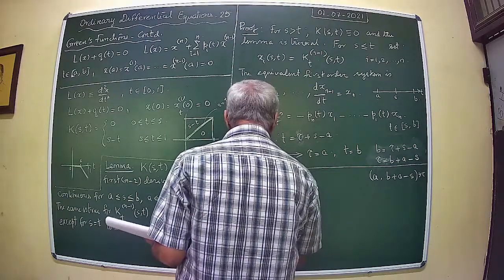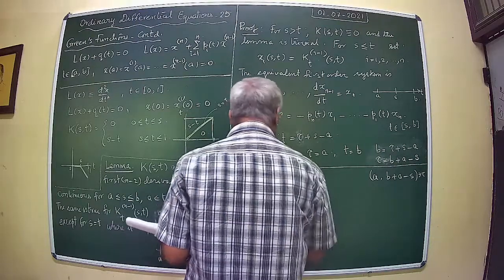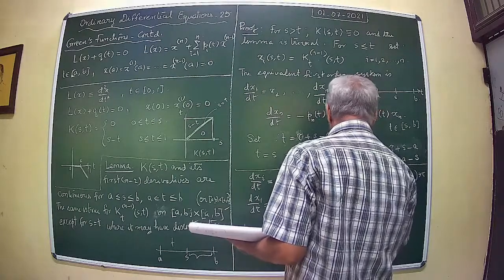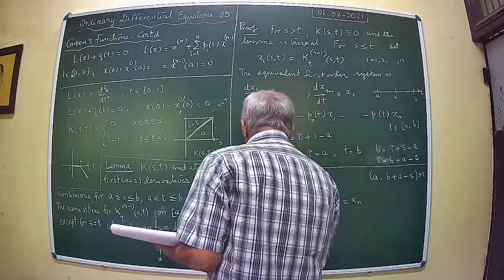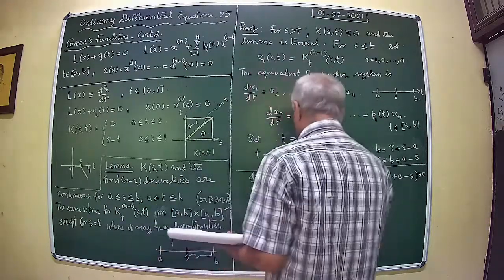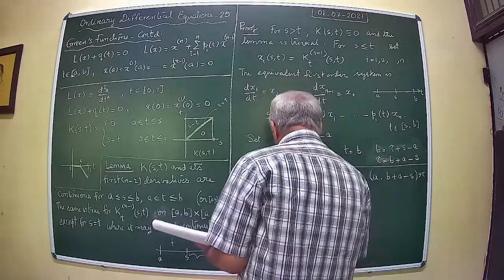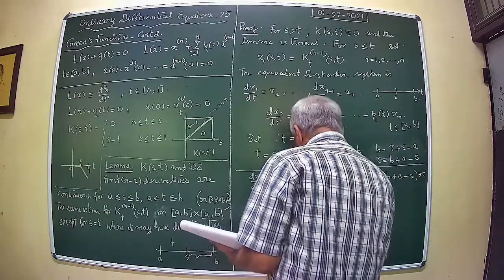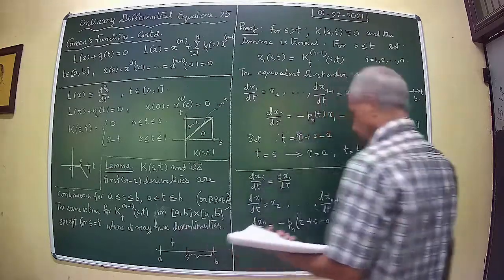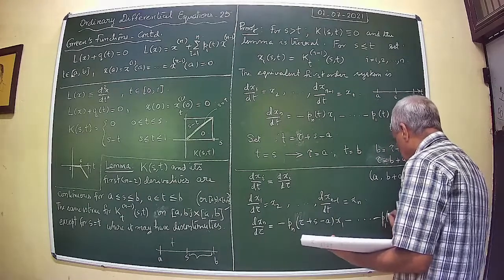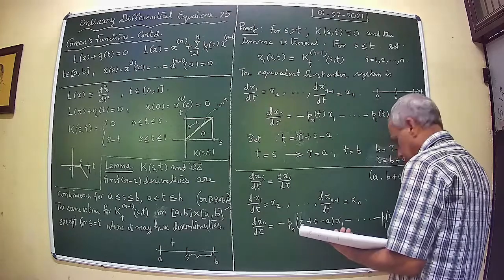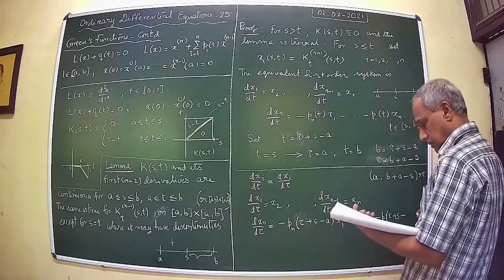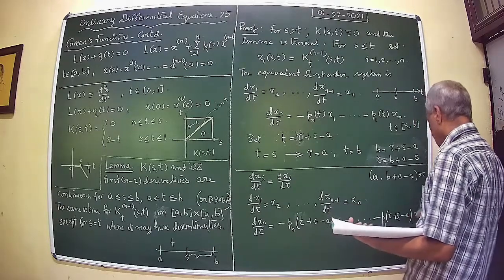dx1 by d tau, and this will be simply dxn by d tau equal to minus pn tau, minus P1 tau plus S minus A. They are all now functions of tau.